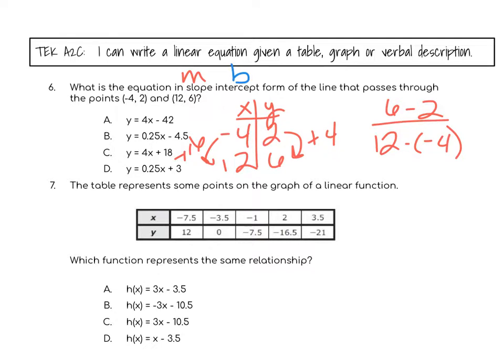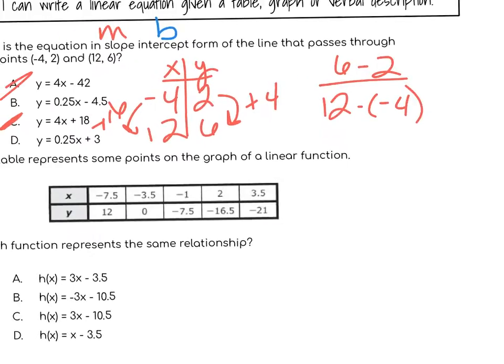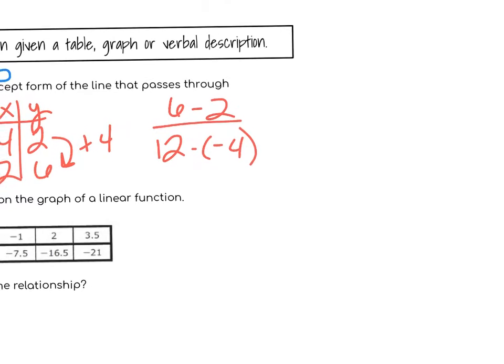So I have 4/16, which is 1/4, which is 0.25. So not A and not C. So now I just have to figure out what my y-intercept is. So I'm going to do it using the formula, the slope-intercept form. I'm going to write over here.